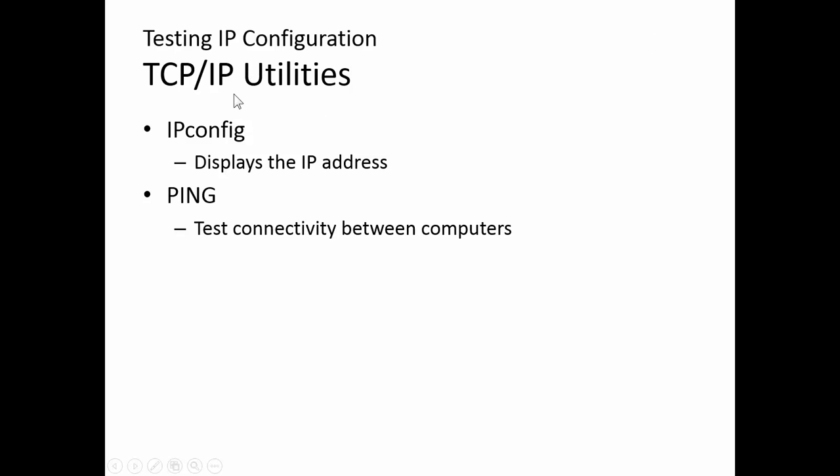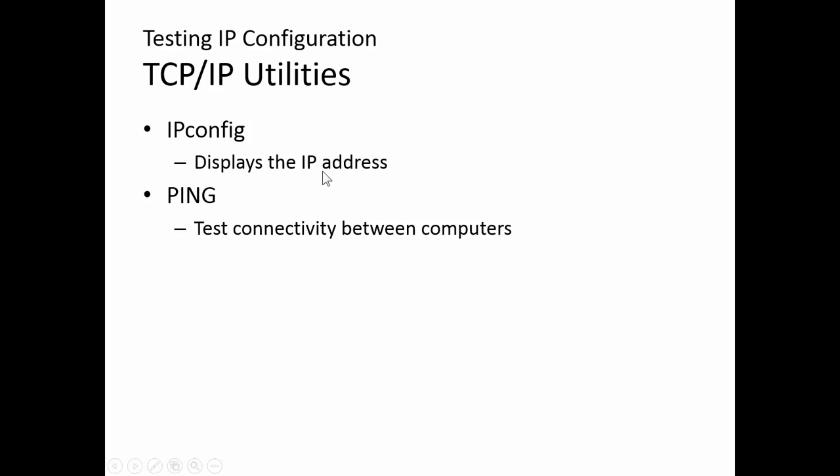Testing IP configuration. Two TCP/IP utilities that I would like to talk about are ipconfig and ping. ipconfig simply shows you the IP address of the computer where you are, and ping allows you to determine if you can communicate with other computers.